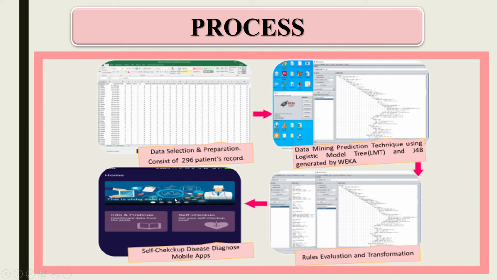So this is the simplest form of how the process was carried out. First, data selection and preparation consisted of 296 patient records, which were then transformed and adjusted. The next step is the data mining process using WEKA. Then it turns to rules evaluation and transformation. This is how the rules came out. And lastly, the mobile application was developed.